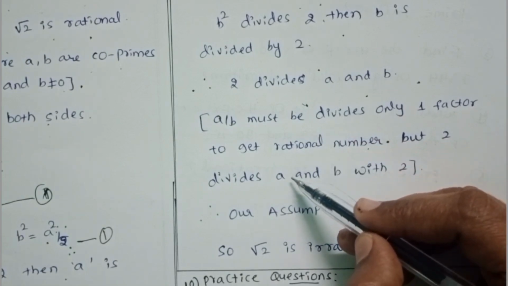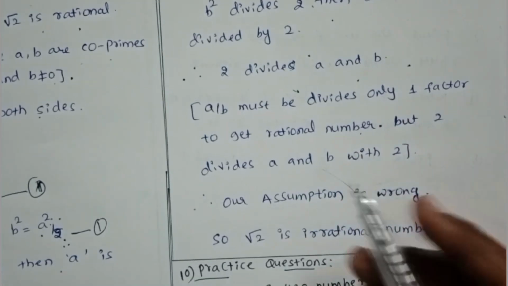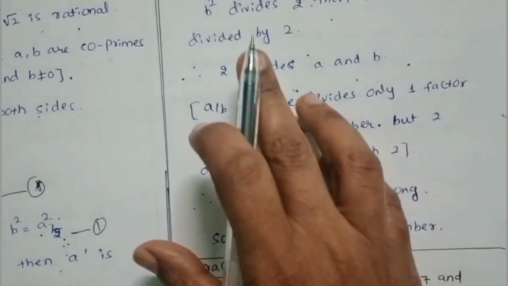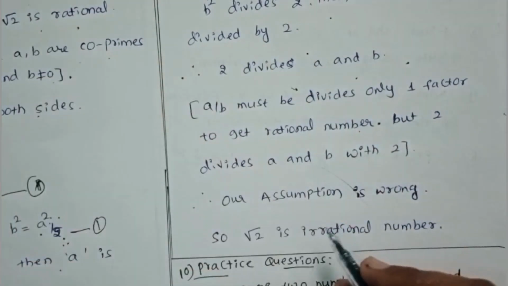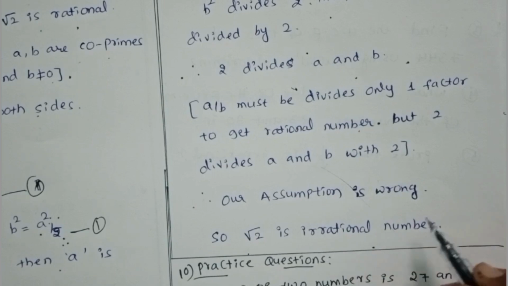So that is a contradiction. So our assumption is wrong. What we assumed, that it is a rational number, our assumption is wrong. So root 2 is an irrational number.